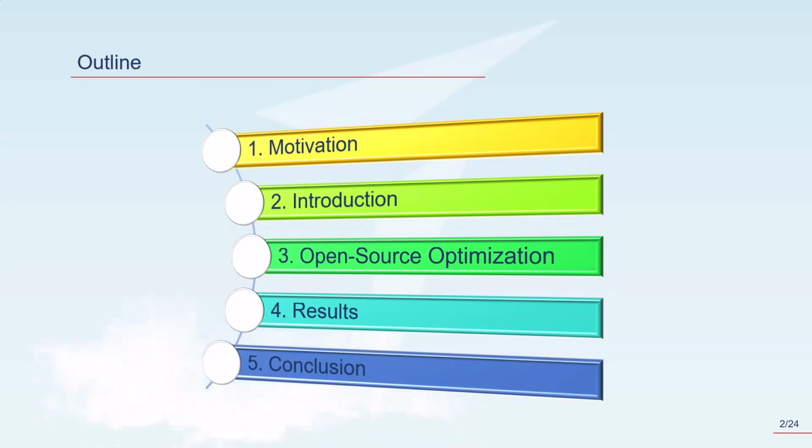This presentation consists of 5 sections. I will introduce you to the motivation of the study and a brief introduction. After that, I will explain each component of the optimization framework one by one. Finally, I will tell you about the results and conclusion.